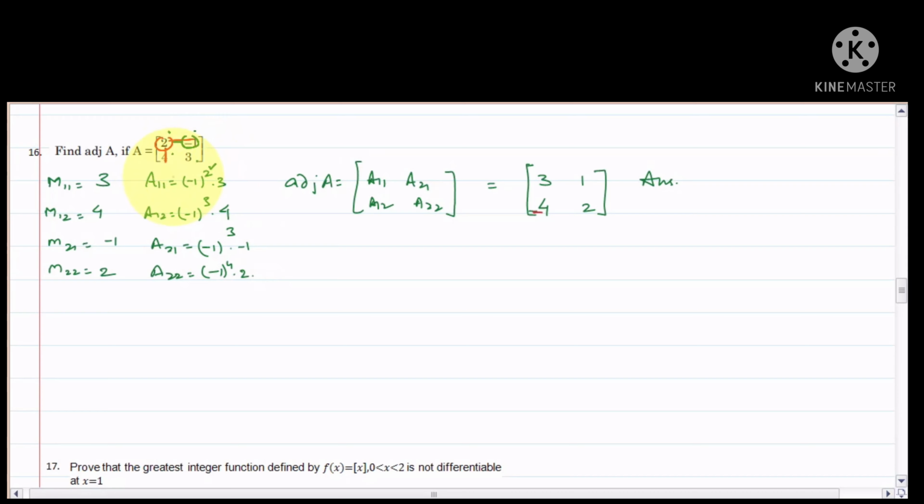So we have found out A11, A12, A21, A22. That means multiplying this minus 1 to the power I plus j by the corresponding minor. And adjoint A, in adjoint A we write A11, A12 in this form. That means we transpose the cofactor matrix, A21, A22, and we got the answer as 3, minus 4, 1 and 2.